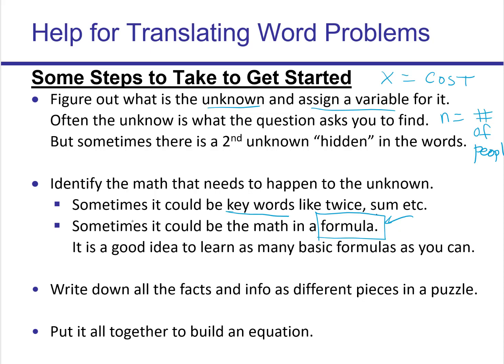All right, the third strategy or tool to help you with word problems is to write everything down. Think about it as like a puzzle. When you're solving a puzzle, what do you do first? You dump all the pieces on the table. So take the word problem apart and separate all the pieces and organize the different pieces that you have. Gather up the different information from the different pieces. And then you put all of it together to, in the end, build your equation.